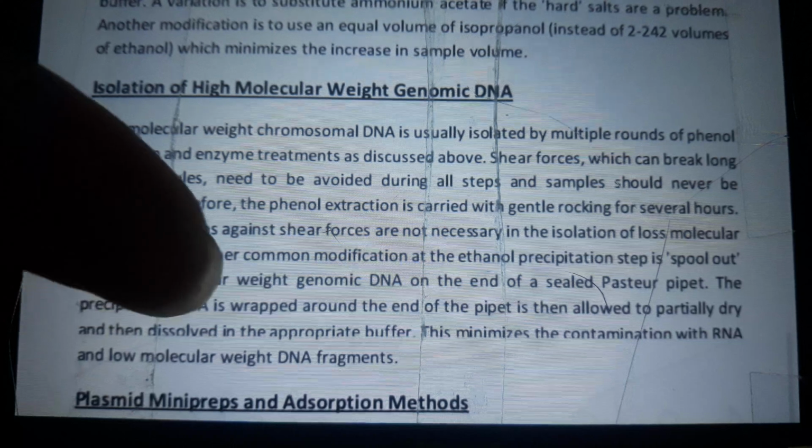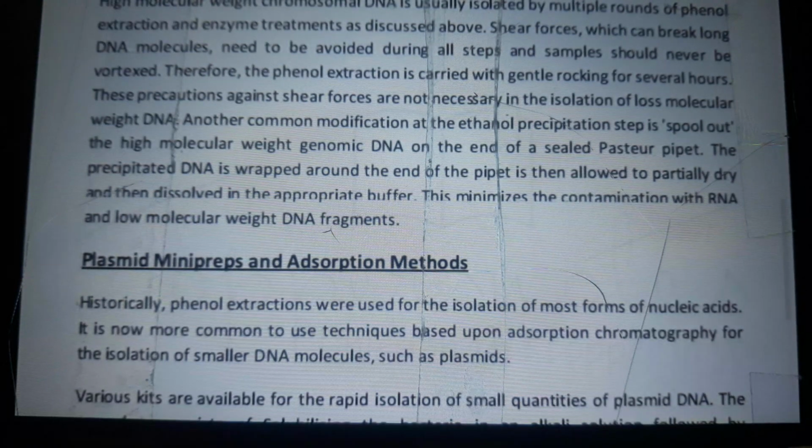Isolation of high molecular weight genomic DNA. High molecular weight chromosomal DNA is usually isolated by multiple rounds of phenol extraction and enzyme treatments, as discussed above. Shear forces, which can break long DNA molecules, need to be avoided during all steps, and the sample should never be vortexed. Therefore, the phenol extraction is carried out with gentle rocking for several hours. These precautions against shear forces are not necessary in the isolation of low molecular weight DNA.